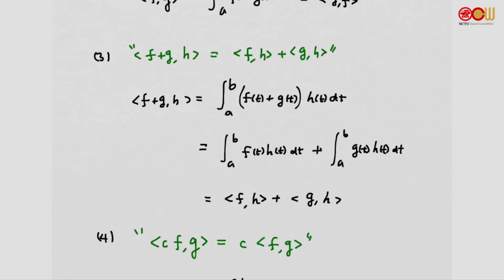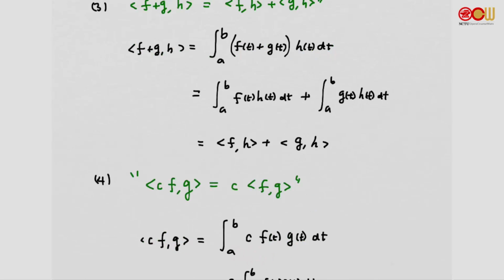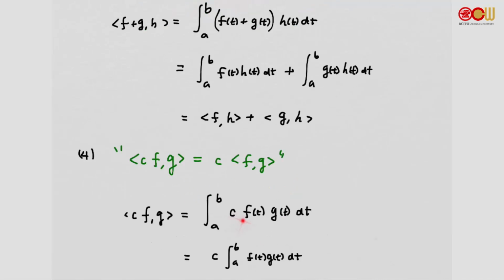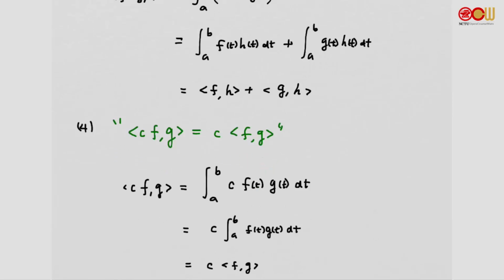cf and g is the same as f and g scaled by c. We stick in cf. Since this is integration, we can pull the constant c out. Then we get c times the inner product of f and g. And all four properties are satisfied, so the function that we have defined is an inner product for the vector space of continuous functions over the closed interval a to b.